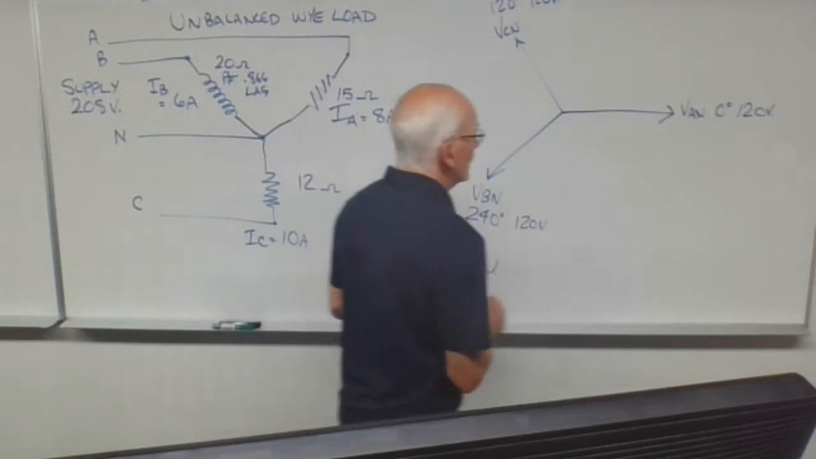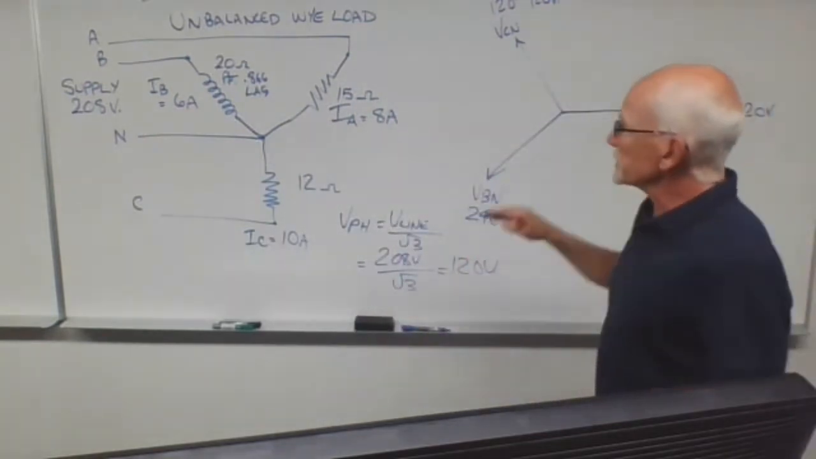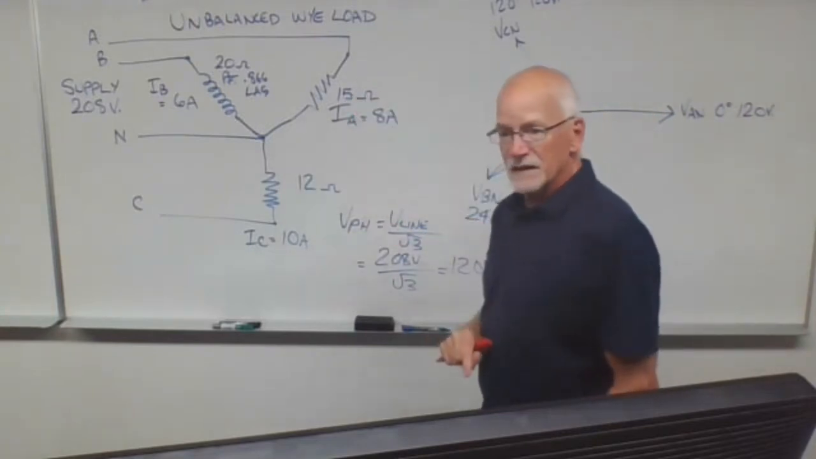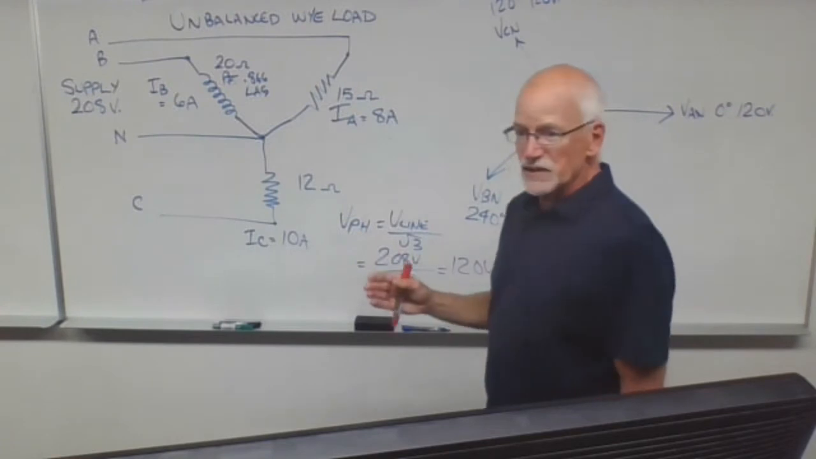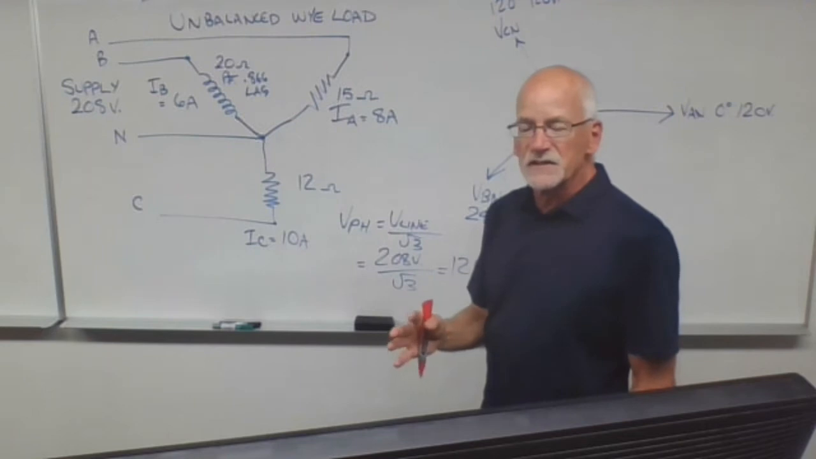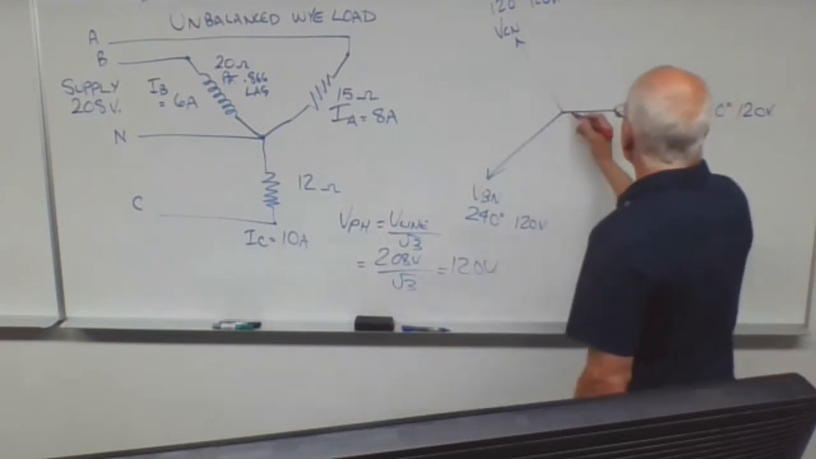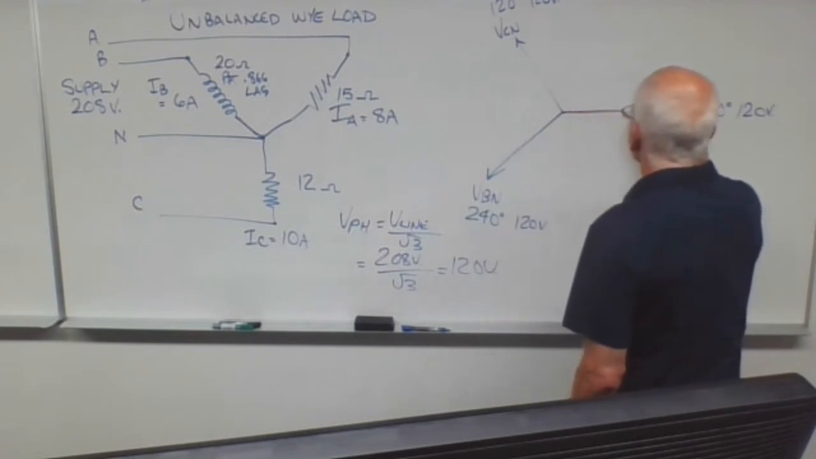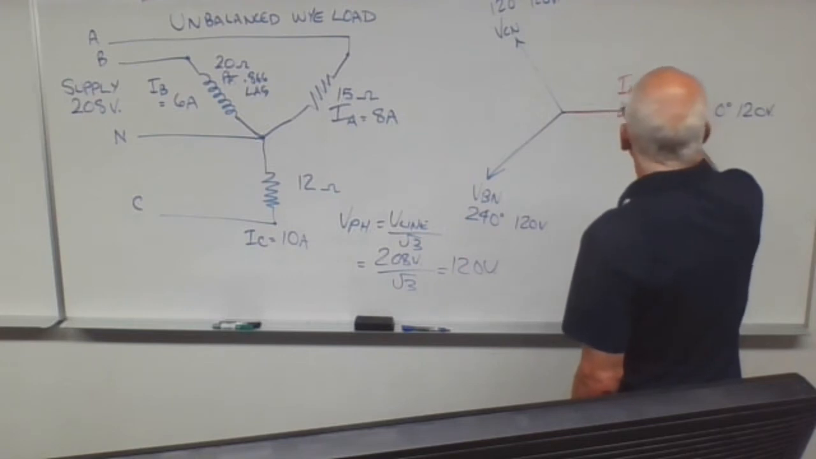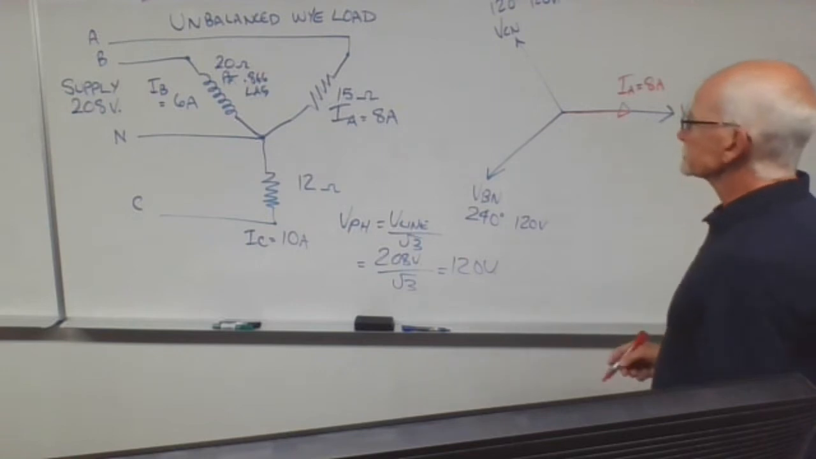So to look at this phasor diagram for this load, the phase voltage for phase A to N is 120 volts. It has a pure resistor in it. And the relationship between voltage and current for a purely resistive load is in phase. So that means this 8 amps of current is right in phase with the phase voltage. IA is 8 amps, right at 0 degrees.